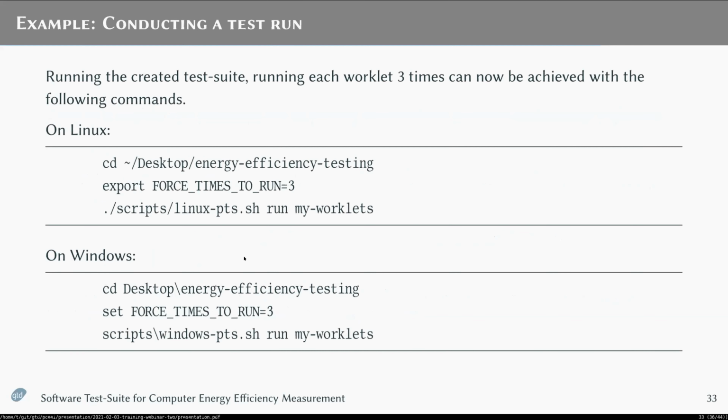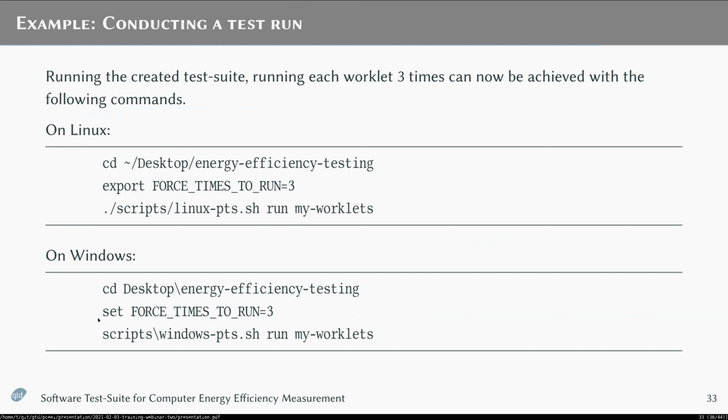So now to conduct a test run, we can again change directory to our energy efficiency testing folder on the unit under test. Then we can set our environment variables if we want to. We don't have to, then it will just use default settings. And then we can run the PTS script with the run command and the name of the newly created test suite.